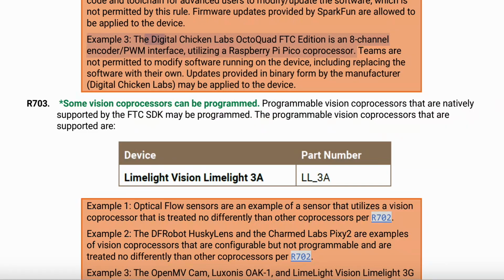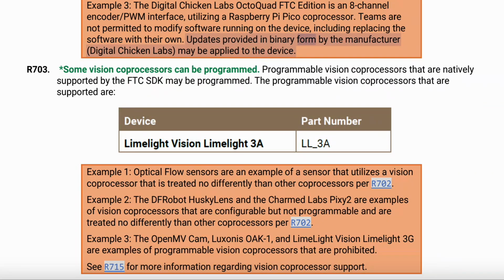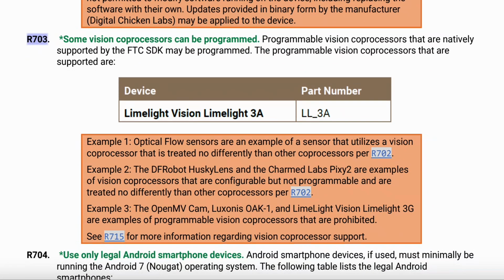Example 3. The Digital Chicken Labs Octoquad FTC Edition is an 8-channel encoder PWM interface, utilizing a Raspberry Pi Pico coprocessor. Teams are not permitted to modify software running on the device, including replacing the software with their own. Updates provided in binary form by the manufacturer Digital Chicken Labs may be applied to the device.